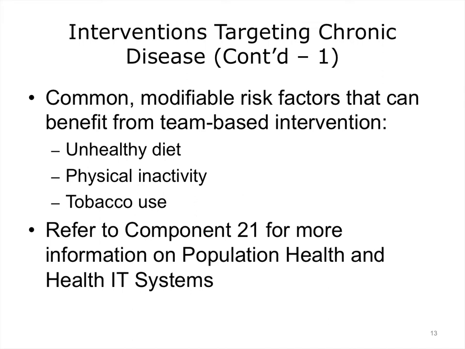Although death rates from chronic disease are falling, the prevalence of chronic disease is rising. This is due to changes in population demographics, in particular the aging of the population, as well as increased exposure to risk factors resulting from social and environmental changes. Refer to Component 21 for more information on population health and health IT systems.